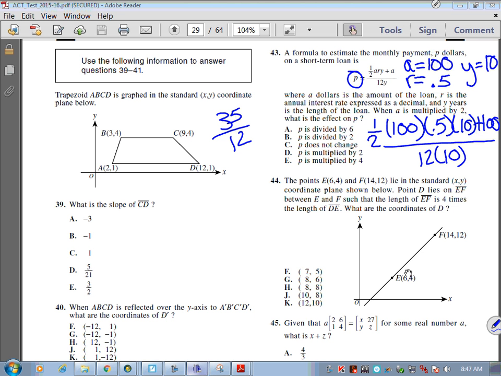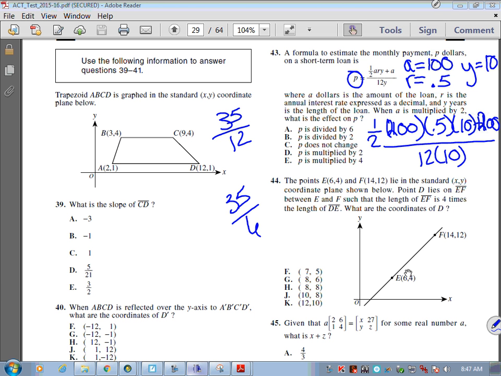Because the question is going to ask me, what is going to be the relationship? What is happening to P if I double A? So I'm going to go back through here again, except the only thing I'm going to change is my A. Instead of 100, I'm plugging in 200. I'm doubling A. And I'm going to hit enter again after I've done all of that. And in this case, it gives me 35/6.